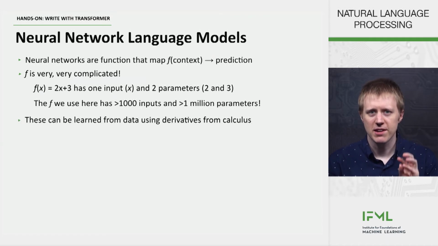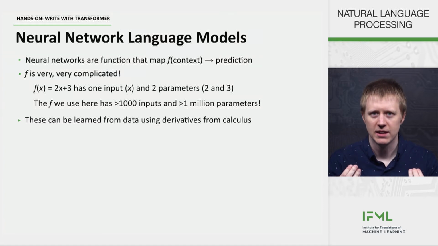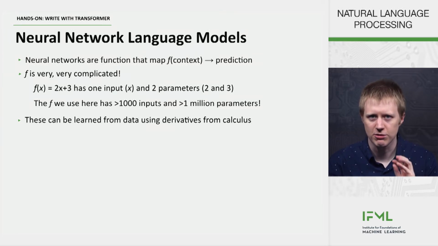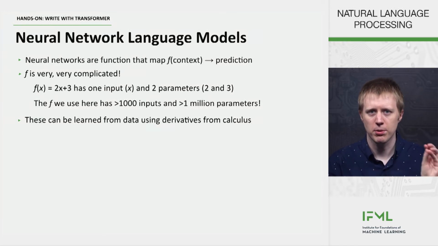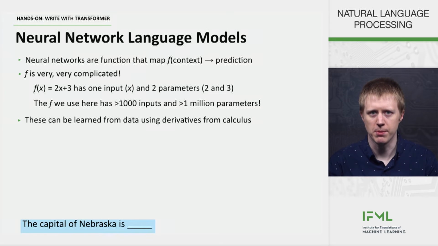The thing that makes this all work, and which has powered so many of the advances in AI over the last 10 years, is that you can take derivatives of these functions using techniques from calculus, and that's going to allow you to learn these parameters from data. And so they're going to be able to reproduce what humans do if we have enough data about how humans make certain decisions.